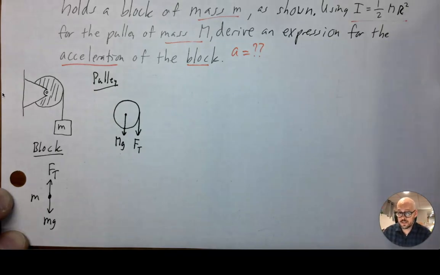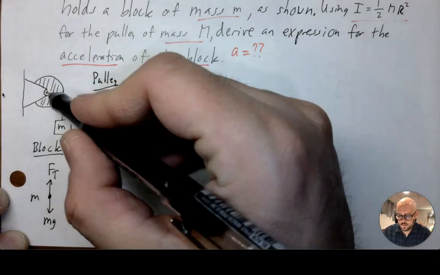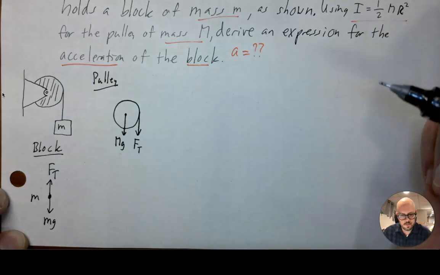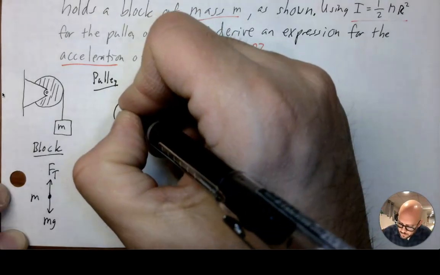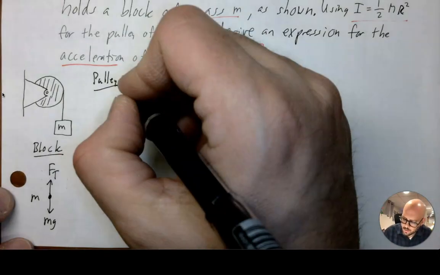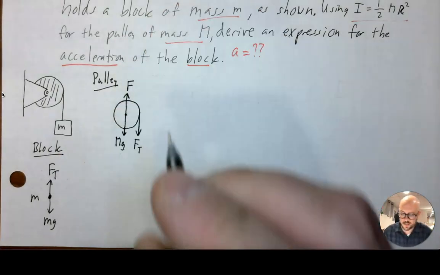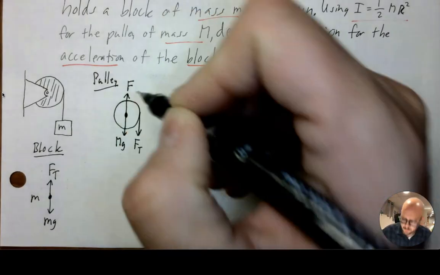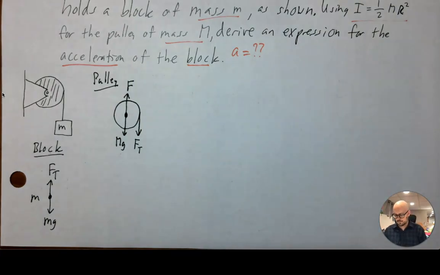And then because the center of mass of the pulley is not moving, right? It's not falling with the block. There has to be some sort of support force. You can call that whatever you want. You can call it a normal force. I'm just going to call it F because there has to be a force acting on that pulley.